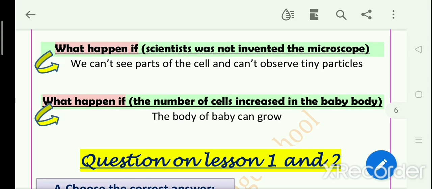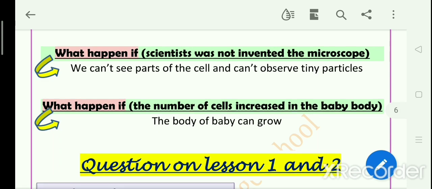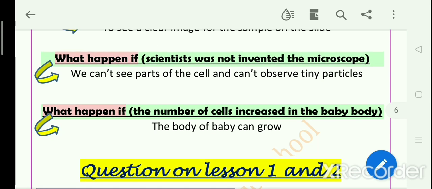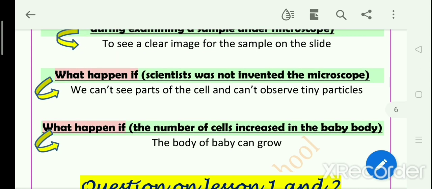Who can tell me what happens if the number of cells increases? Right, the body of the baby can grow. Okay, who can tell me if during growth the size of cells increases? No, excellent. The number of cells increases only during growth.